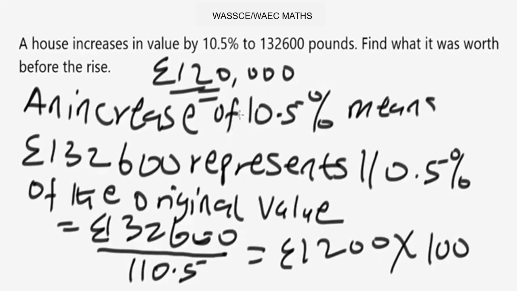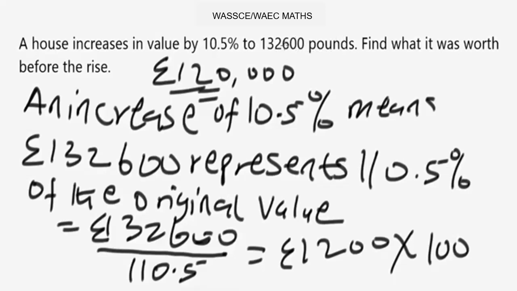This is basically how you can deal with this kind of problem. Now, had the question come like this, a house decreases in value by 10.5% to this pound, find what it was worth before the decrease. If the question had come in form of a decrease, all you simply have to do after knowing the multiplier, this 10.5%, is subtract it from 100. When you subtract it from 100, you get 89.5 here instead of 110.5. You divide it by this 132,600 pounds.